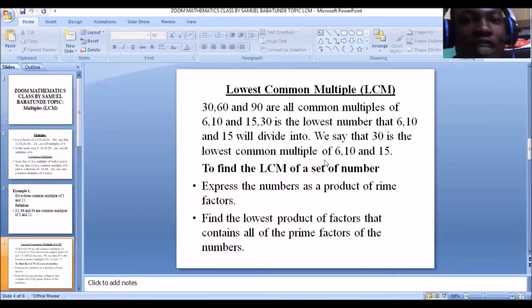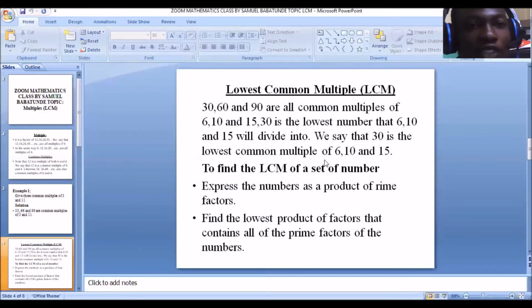Because out of all the multiples of 6, you'll find 30. And you also find 30 in the multiples of 10 and also in the multiples of 15. Likewise, you find 60 as a multiple of 6, of 10, and of 15. You find 90 also as a multiple of 6, 10, and 15. Now, out of these common multiples, the 30, 60, and 90, which of them is lowest? And like we know, the lowest is 30. So we say 30 is the lowest common multiple. That's the simple definition of lowest common multiple, which is commonly known as LCM.